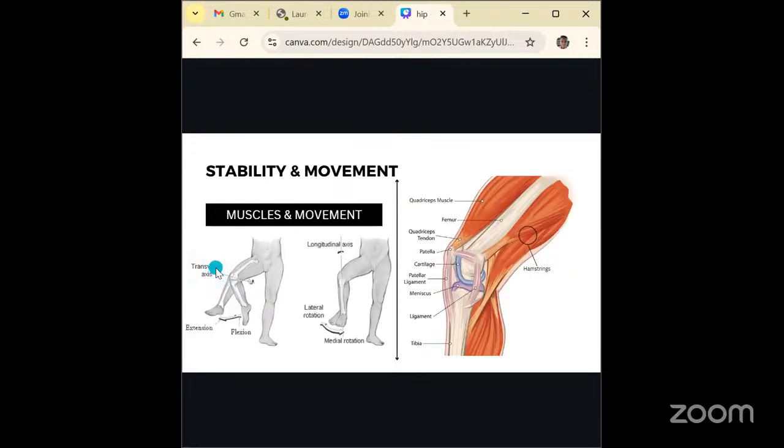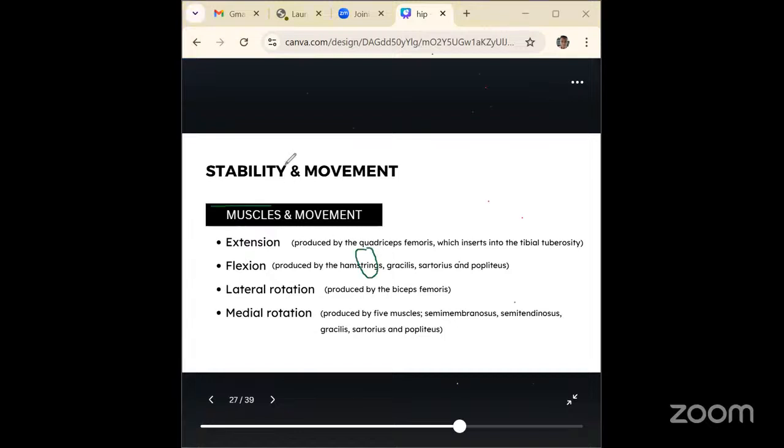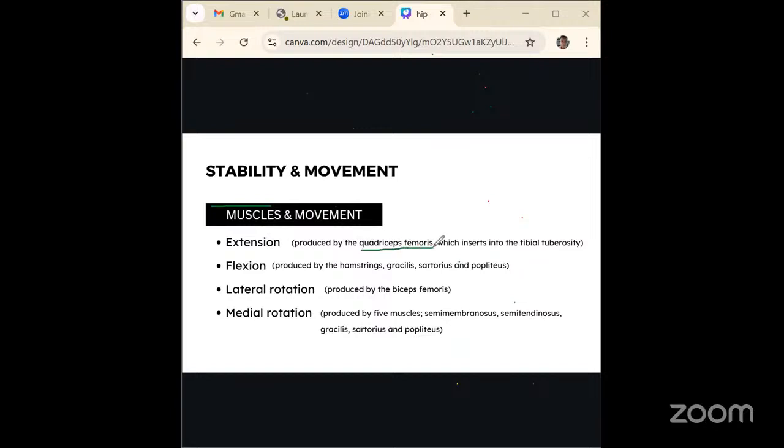For extension, the extension of the knee joint is mainly by the quadriceps femoris, while the flexion is by the hamstrings. Quadriceps can be found in front. Note, please, everybody note. Quadriceps are in the anterior aspect of the thigh, while the hamstrings and these other ones are in the posterior aspect. Okay, so let's take note of that.